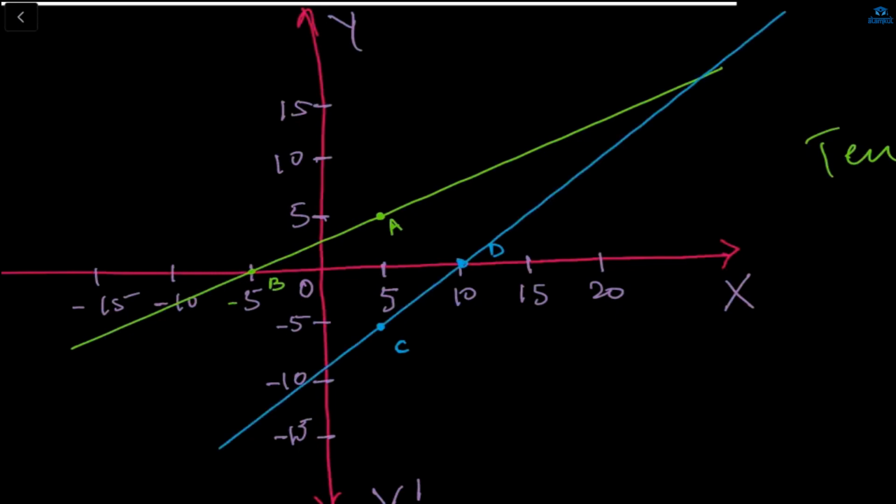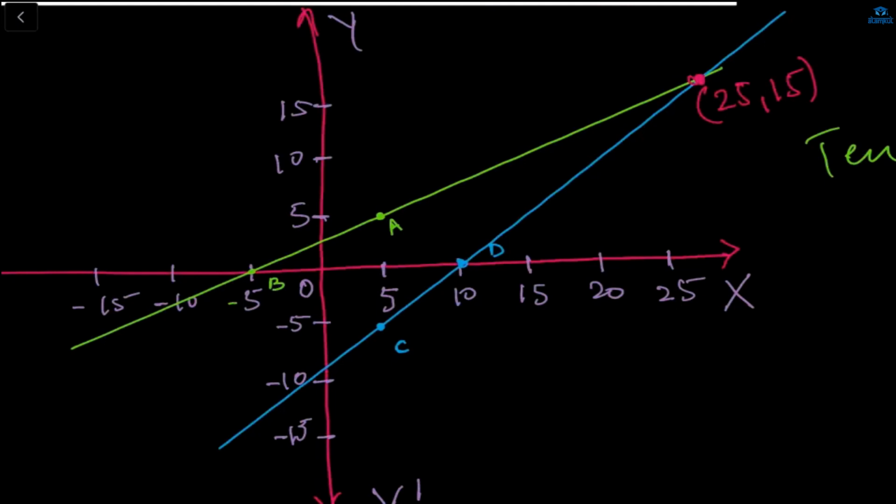Now if you compare both the graphs where they are meeting, you will find that this point will be meeting somewhere here. So this point is actually 25 comma 15. If you mark it here, it is 25 comma 15.